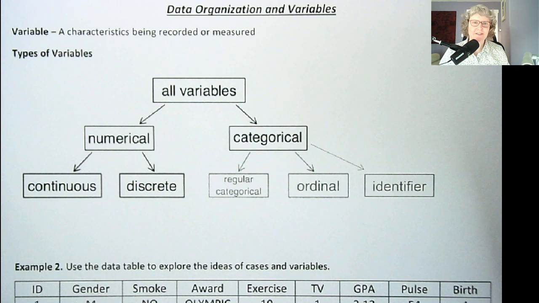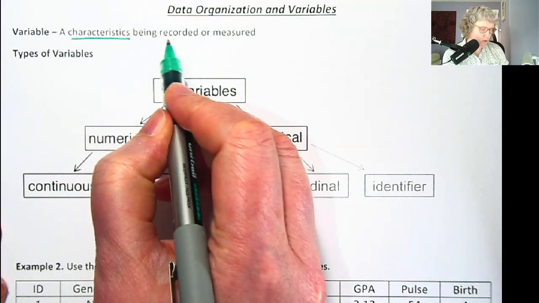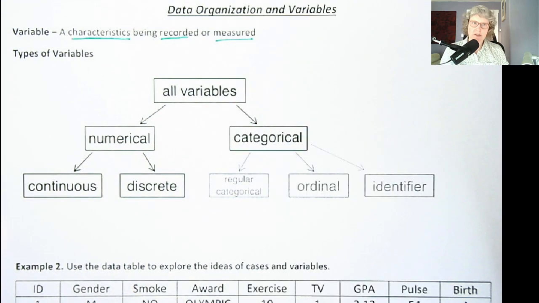Hi again. In this video, we're going to talk about data organization and variables. So we get to get more in depth into variables and types of variables. So first of all, a variable is any characteristic being recorded or measured. Okay. So anything that we're recording, any piece of information is a variable.